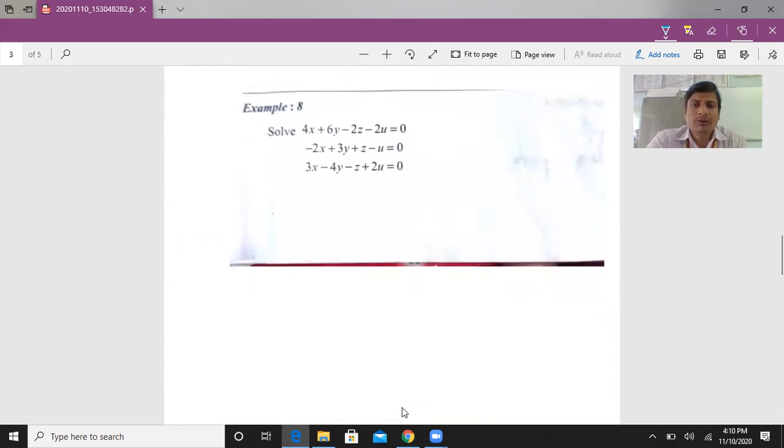Solve 4x plus 6y minus 2z minus 2u equal to 0. Okay. Then the second equation, minus 2x plus 3y plus z minus u is equal to 0. Then 3x minus 4y minus z plus 2u equal to 0. Here, 4 unknowns are there: x, y, z and u. Okay.